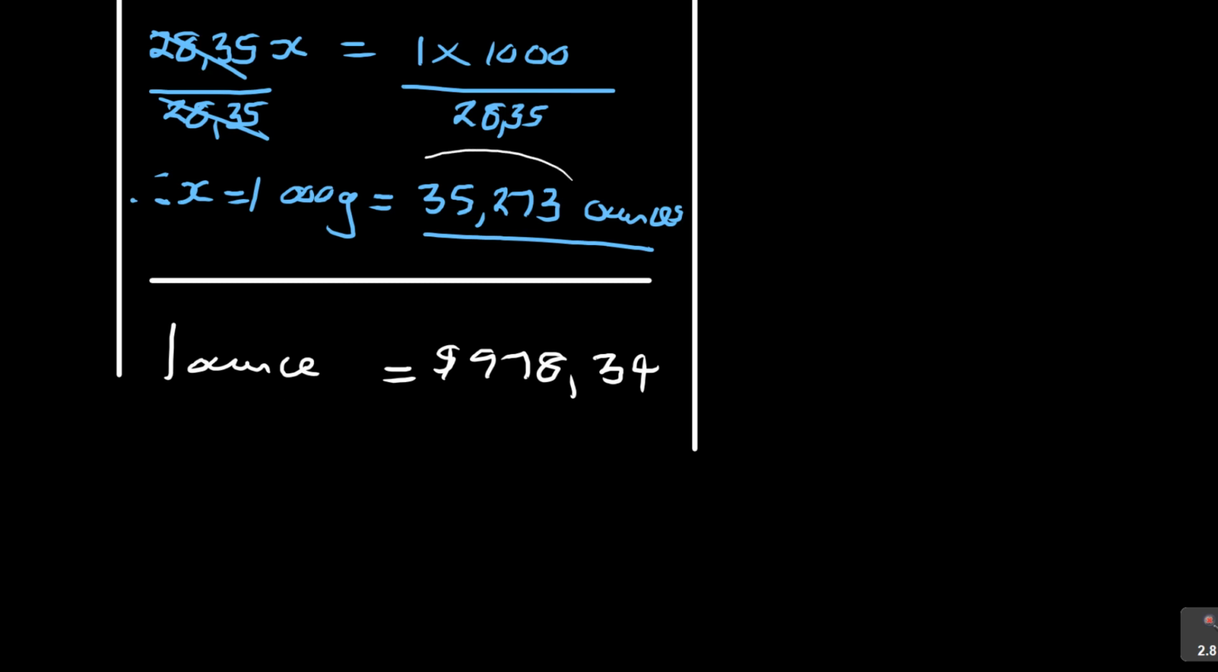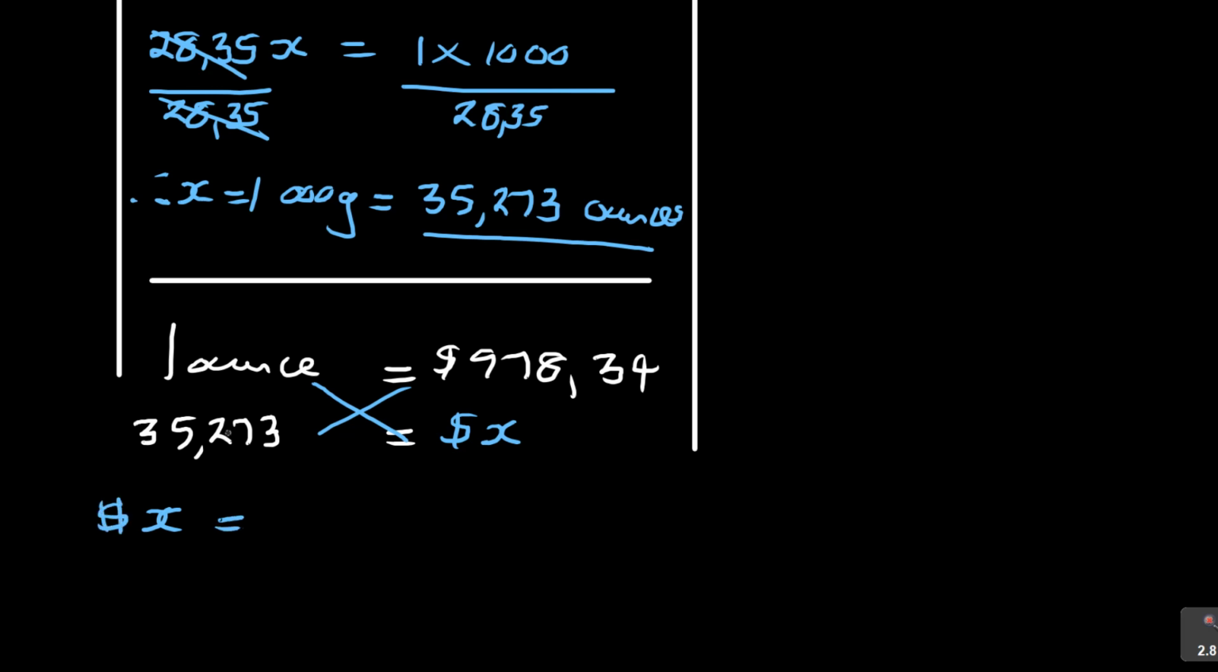We're dealing with these ounces. So you ask yourself, what about these 35,273 ounces? What will it give me? It's going to cost X dollars. You cross multiply again. 1 times X is simply X, so you can ignore the 1 times. X is the dollars that you're looking for.